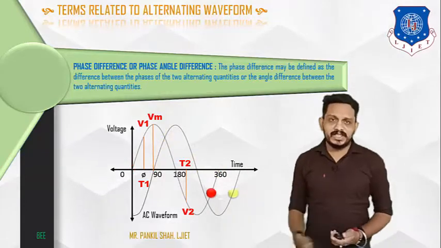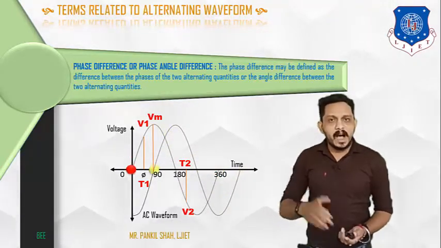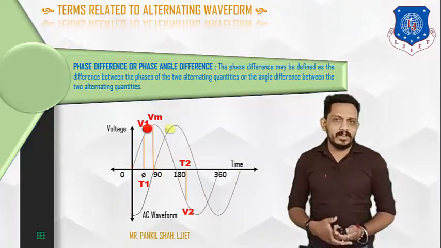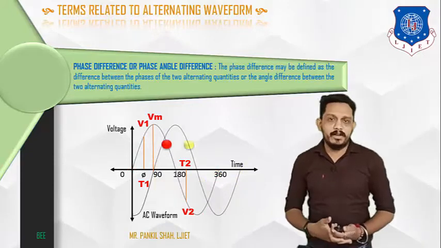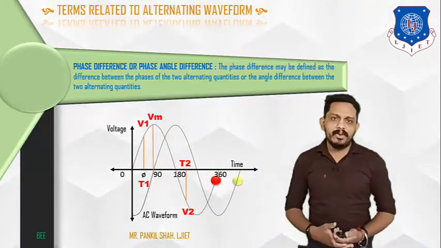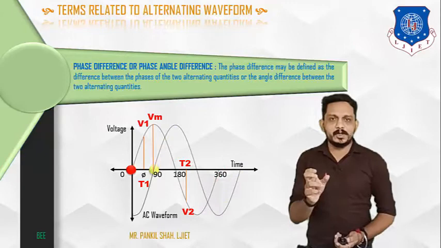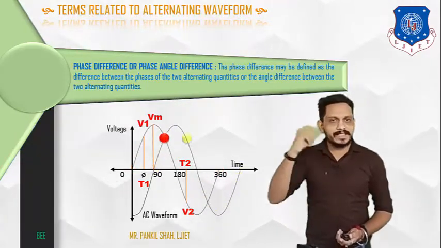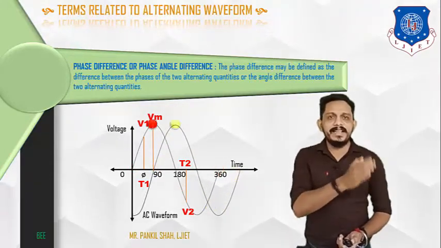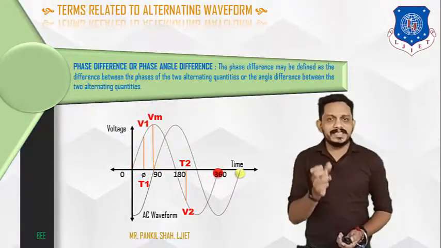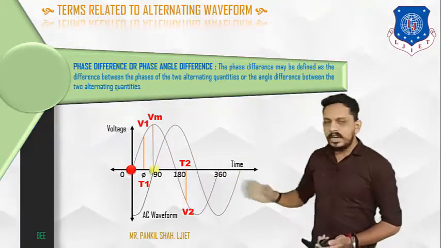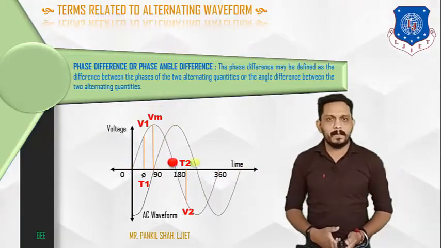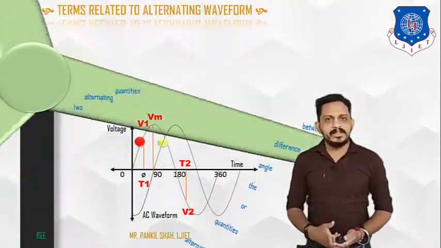In the next few lectures, we will discuss phase difference, how some quantities are lagging from another quantity, leading another quantity, and how two quantities are in phase. But here, phase difference means two quantities do not start from 0 at the same point, do not reach the maximum value at the same point, and do not complete the cycle at the same point. So there is a phase difference, and in this figure there is a 90 degree phase difference between these two waveforms. That was the phase difference.